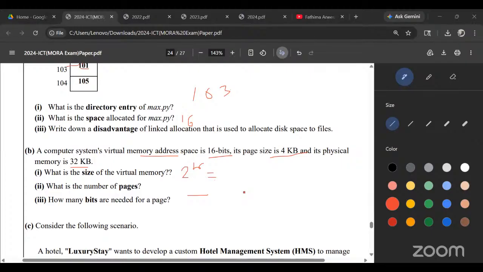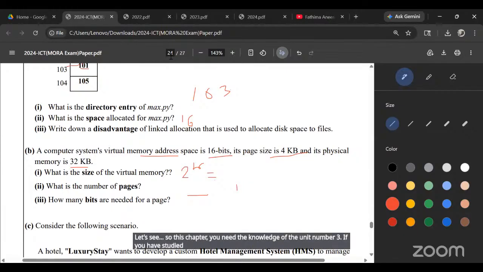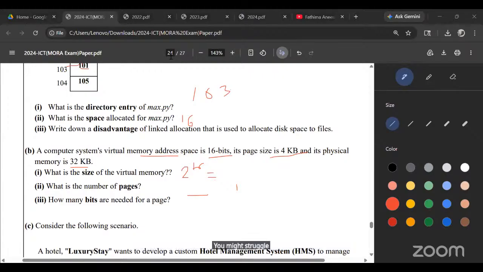So there's another method also, let's see who knows that. How do you find it? Just the KB into, let's see. So for this chapter you need the knowledge of unit number 3. If you haven't studied that chapter, you might struggle a bit in the calculation part. Does anyone know how to convert? How do you find the power of 2? 4 KB is equal to 4096 bytes.